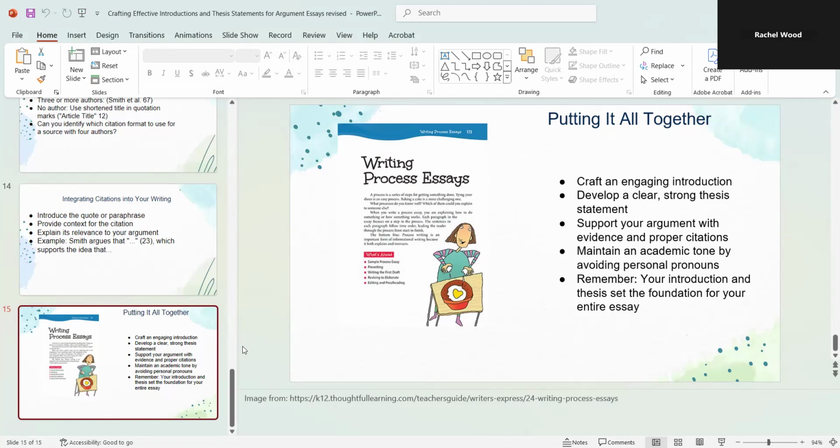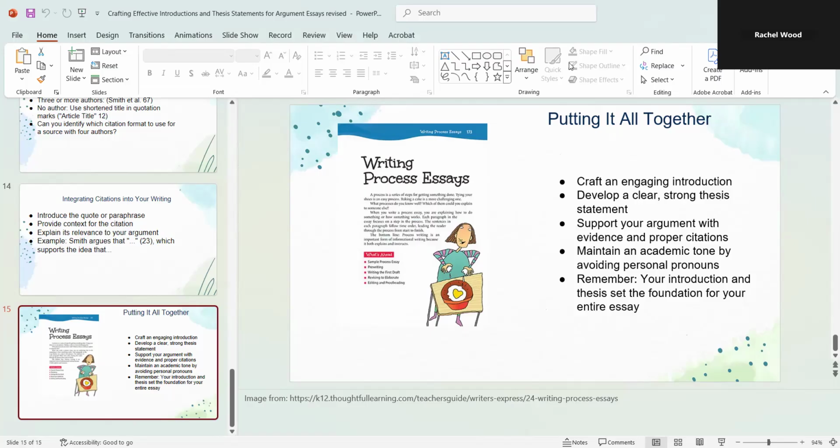That being said, putting it all together is the last slide that I have here. The goal for this week is to create an engaging introduction, to develop a clear and strong thesis statement, to support your argument with evidence and proper citations, and to maintain an academic tone by avoiding personal pronouns. You need to remember that your introduction and thesis set the foundation for your entire essay. I know I went through this kind of quickly, but there is a whole lot more information that I'm going to be presenting in this video.